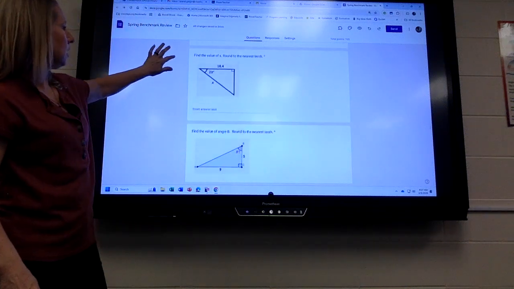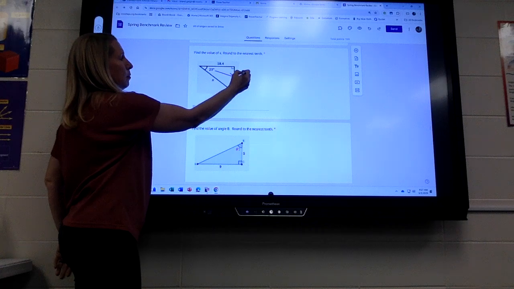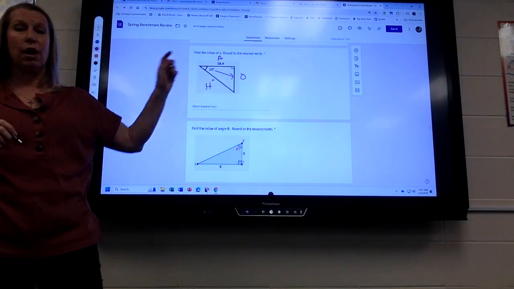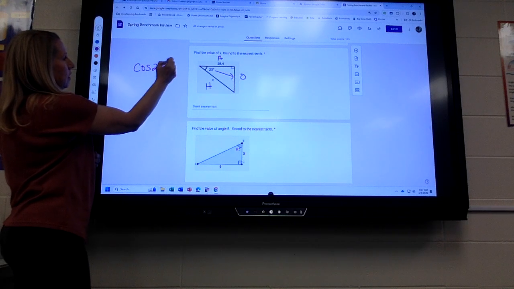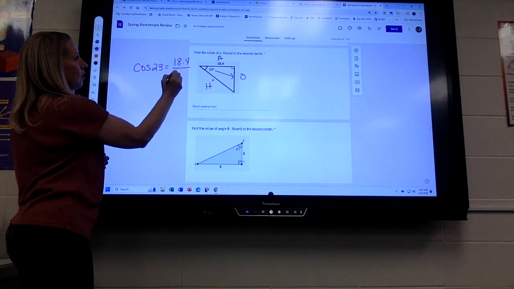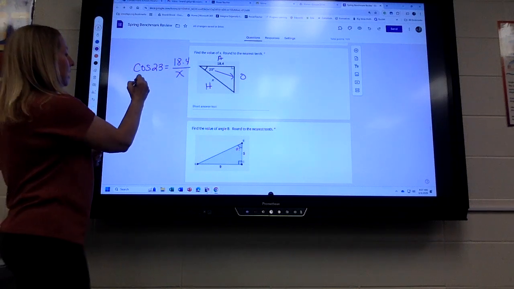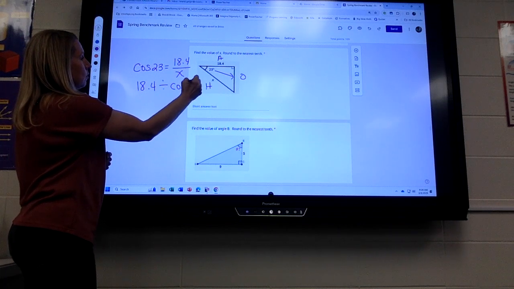Let's see. On this one, there is no opposite. This is the hypotenuse. This is the adjacent. No opposite is cosine, so cos 23. You have to do adjacent over hypotenuse. This time x is on the bottom, so divide: 18.4 divided by cos 23.